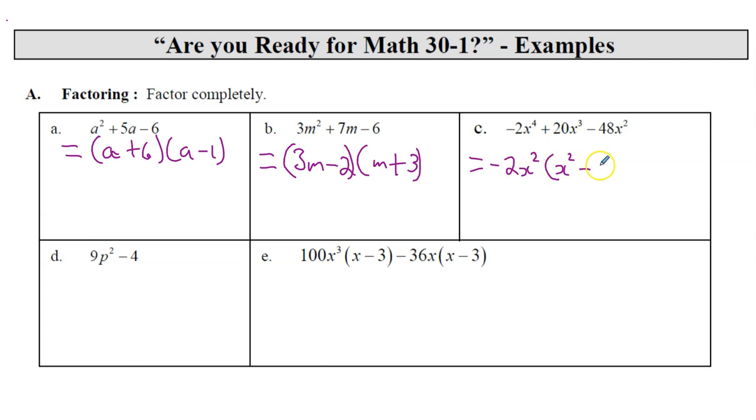20 divided by minus 2, so 10. That's got an x cubed. I'm going to put an x there and nothing else. And then that's a minus already, so this will be plus 24. Now anytime you factor, check, so let's just do a quick check through. Minus 2x to the 4th plus 20x cubed minus 48x squared.